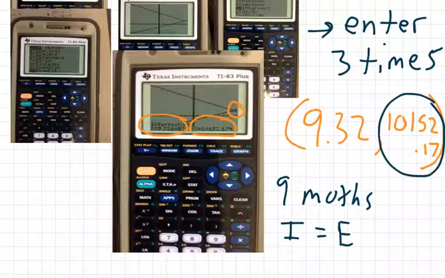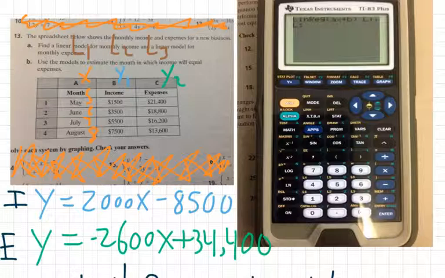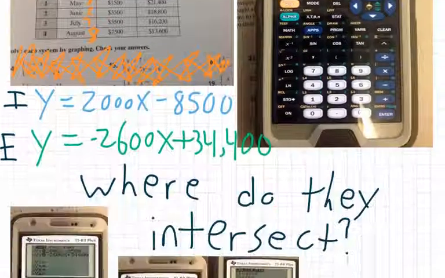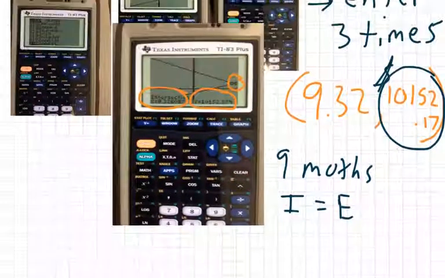So going back to the original problem, way up here, the month in which income will equal expenses is going to be somewhere in the 9th month. The 9th month, then, of course, you all know, is September. So that's the final answer.